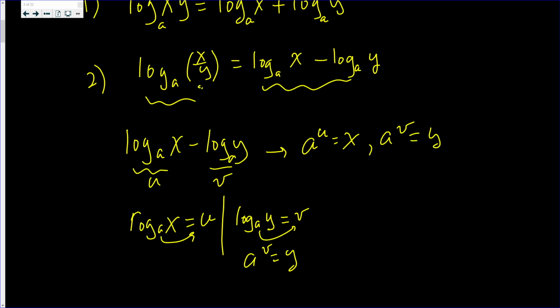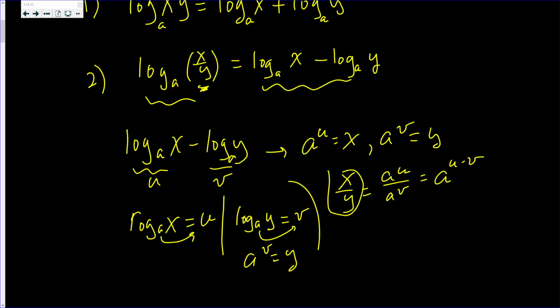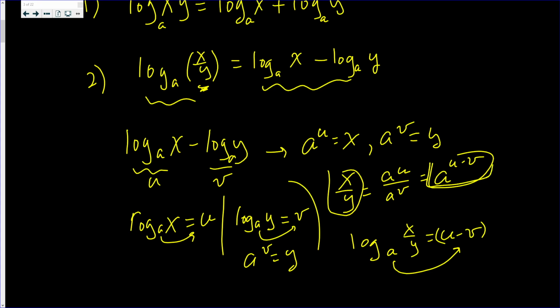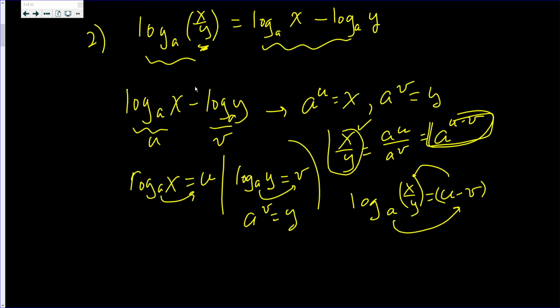And I'm motivated to divide the two. x over y, well, x is the same as a to the u, and y is the same as a to the v, and this simplifies to a to the u minus v. But that's the same as log base a of x over y equaling u minus v, because a to that power should equal x over y. But that's what I said.